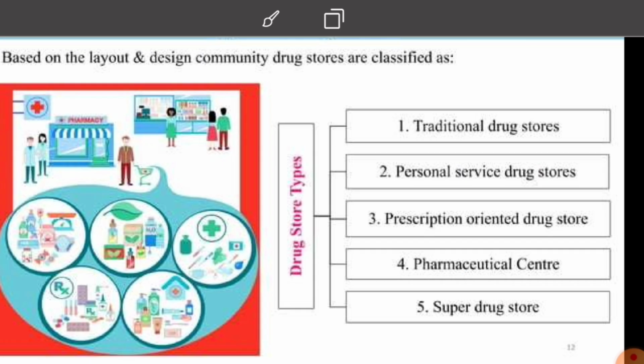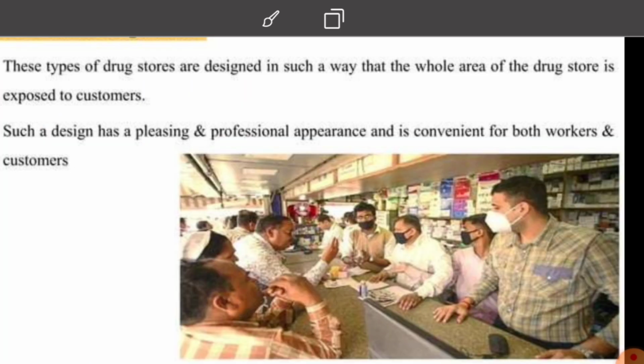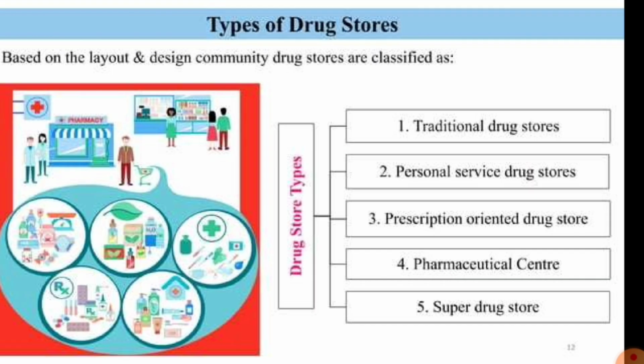Next is the types of drugstore. Based on the layout and the design, community drugstores are classified as traditional drugstores, personal service drugstores, prescription-oriented drugstores, the pharmaceutical center, and super drugstores.